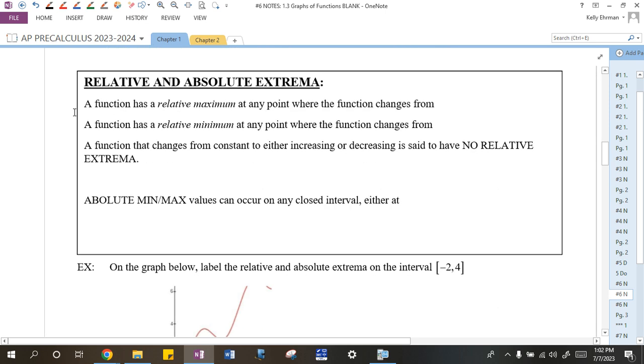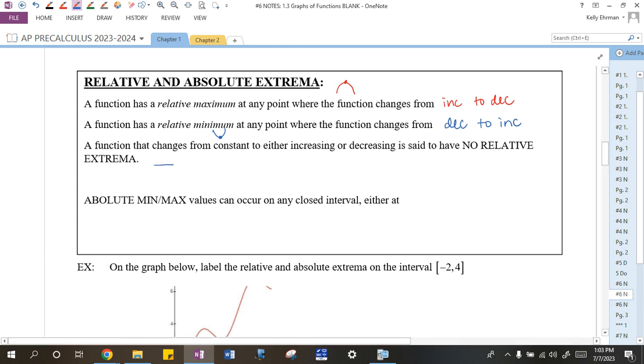Relative and absolute extrema. A function has a relative maximum at any point where the function changes. So again, I'm going to sketch this out. Relative max is like this. So where the function changes from increasing to decreasing. A function has a relative minimum at any point where the function changes from decreasing to increasing.